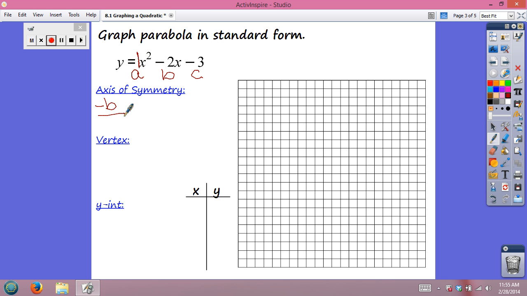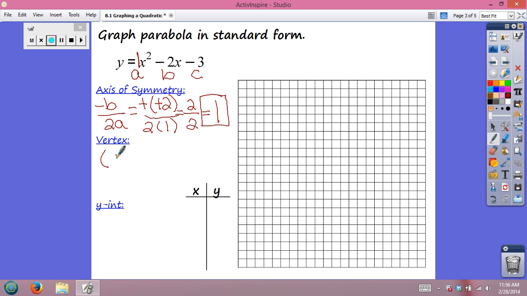As a reminder of our axis of symmetry formula, we have negative b over 2a. To find that axis of symmetry, we plug in our values. We have negative b, which, our b is negative 2, over 2 times our a value, which we know is 1. So if we have a negative negative 2, we know that minus a negative gives us a positive, so we have 2. 2 times 1 we know is just 2, and 2 divided by 2 is 1. So our axis of symmetry is on the line x equals 1.